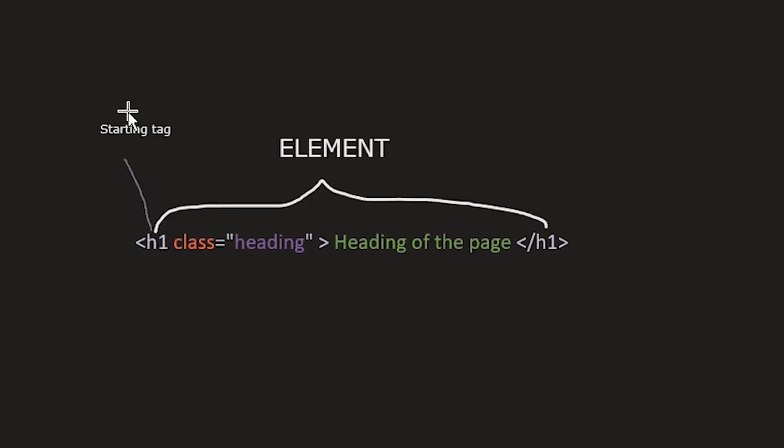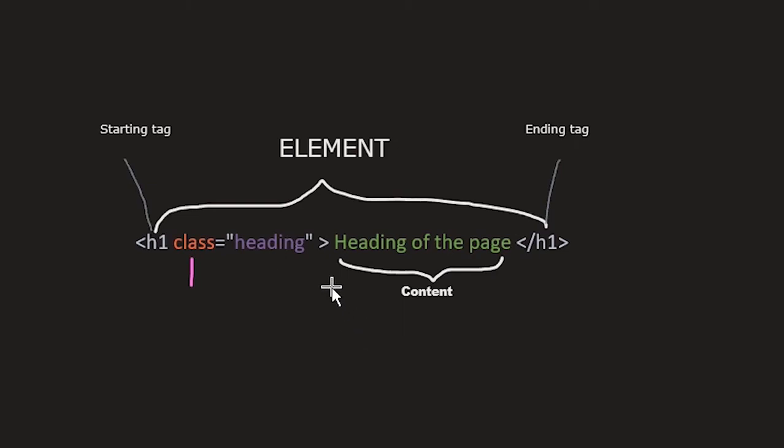Here you can see the starting of the tag, which is h1, and after that you can see an ending tag at the end of the element. Everything between these opening and closing tags, or starting and ending tags, is called content, and it is going to be displayed on the web page.